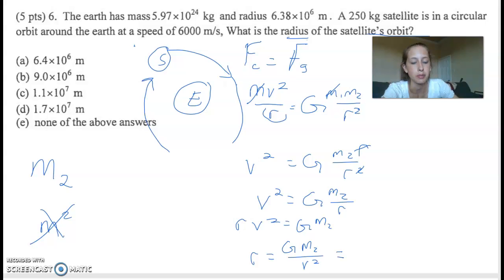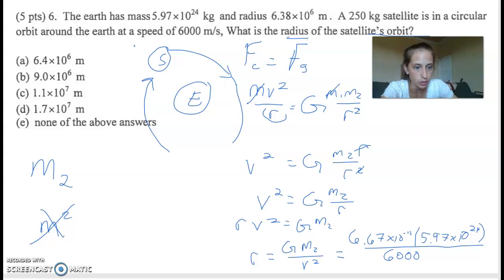Let's do this. Big G is 6.67 times 10 to the negative 11. The mass of planet Earth is huge, 5.97 times 10 to the 24. How did they find a scale that big? The velocity is 6,000 meters per second. Let's try this. Oh, squared. It's squared. Okay. So 6.67 e negative 11 times 5.97 e 24, divided by 6,000, divided by 6,000.